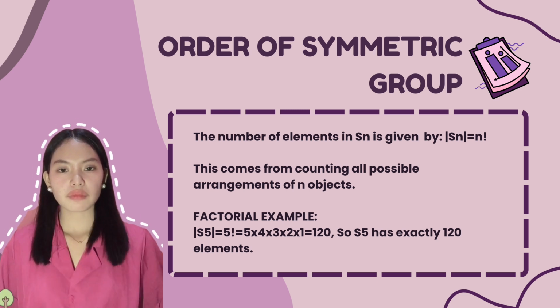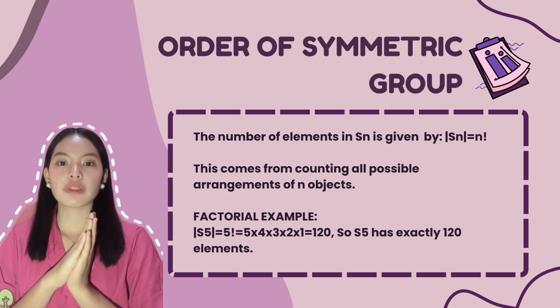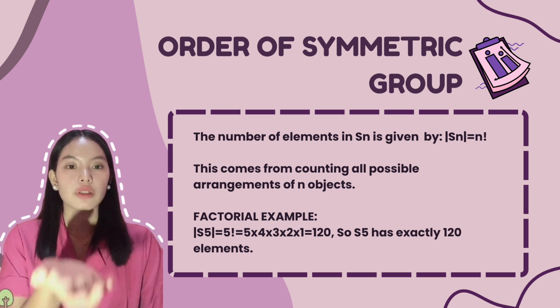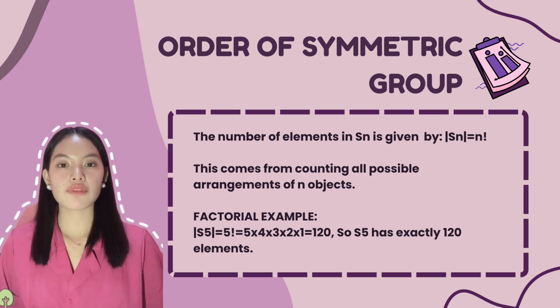And now, let's proceed to the order of the symmetric group. The number of elements in S sub n is given by, so this is the formula of the symmetric group.